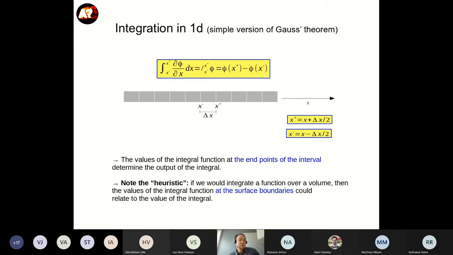So what does this mean? You take the interval delta x and you integrate from x minus to x plus, and let's say that you have some function like d phi dx. You integrate that function over the interval. It just becomes a substitution of the endpoints of the interval into the underlying function phi. So it's just the function at the endpoint minus the function at the starting point. So basically the values of the integral function at the endpoints of the interval will determine the output of the integral.